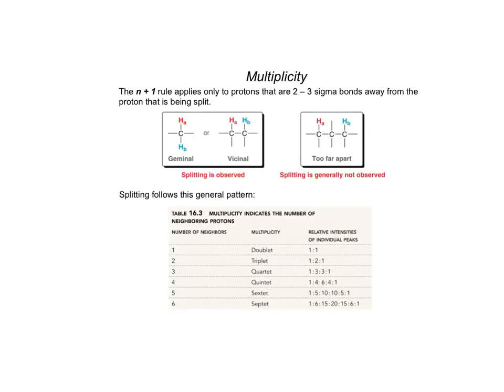Okay, so a couple of things to note. This n plus 1 rule, or this splitting, or what we're going to call this multiplicity, has a couple names. It's something that's called spin coupling. So these protons couple together. That's why we get this overall effect. It's also called spin splitting, because the overall effect, or what we see in the NMR spectrum, is the actual splitting of the signal.